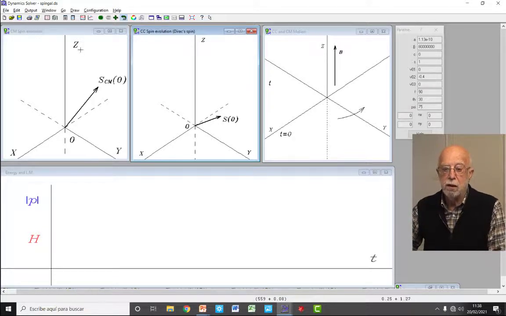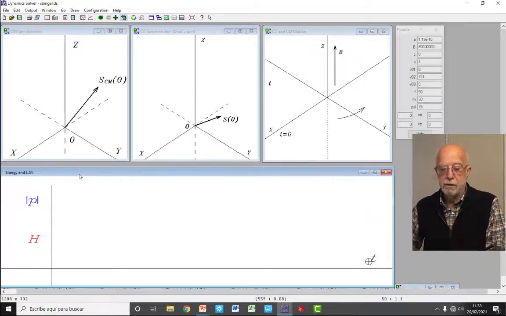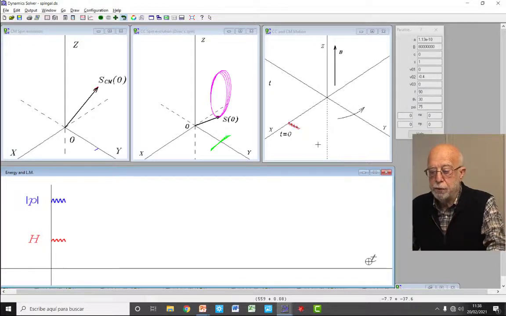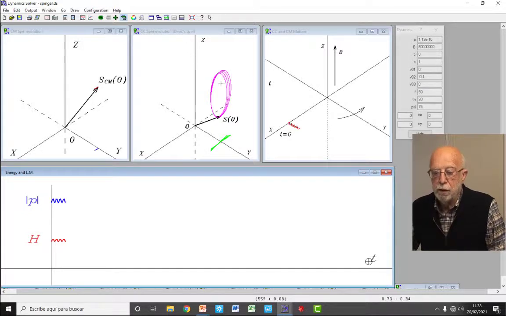And the same thing with the center of mass spin, which has been selected as initial position with 30 degrees with the z-axis. And in the lower part, I will show you the variation of the energy and the absolute value of the linear momentum. So let us start. I stop for a moment the integration to show what is here.